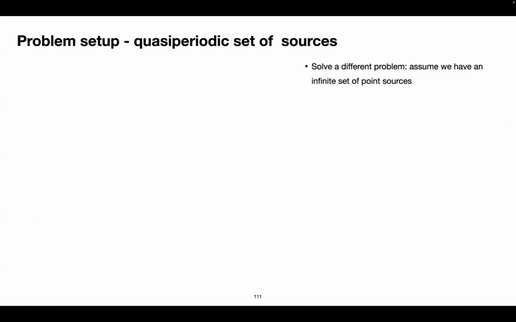Okay, so this is going to be a pretty technical slide, so just bear with me. We're going to solve a slightly different problem. I mentioned that what I want to solve is scattering of sound from a point source emitter, but actually I'm going to solve a different problem first. I'm going to assume that I have not one, but an infinite set of point sources arranged in a periodic way. I'm going to do this because that is a problem where I can exploit the symmetry to make my computation easier. And then I will be able to relate it to the solution of the original problem where I have just one emitter.